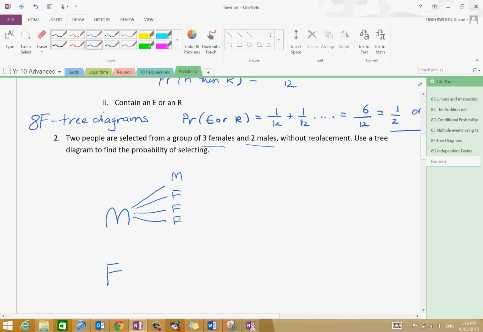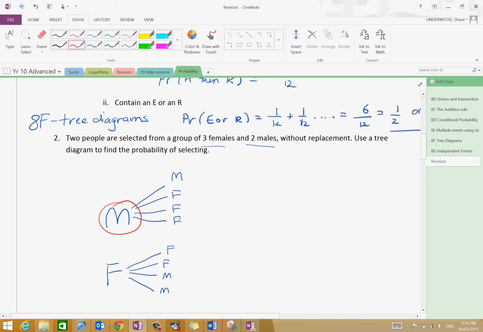Now, we can actually list probabilities with each of those. What about if I select a female? I select a female, I've got 2 more females to select from, and then I've got 2 males. Can you see here that this is actually conditional probability? If I've selected a male here, then the chances of getting a male are suddenly 1 out of 4. So what we're going to do now is write down the probabilities.